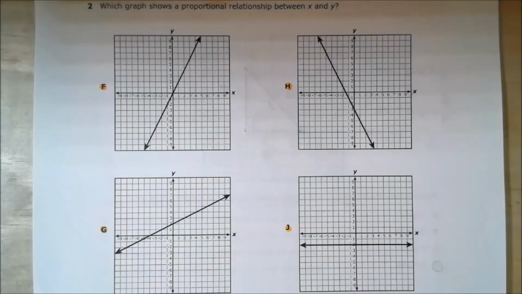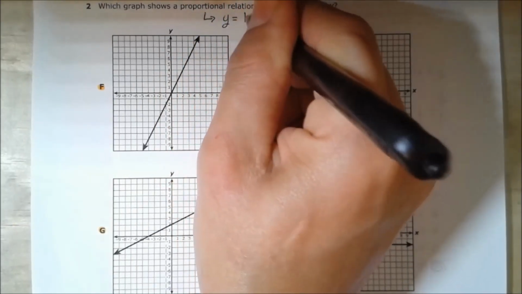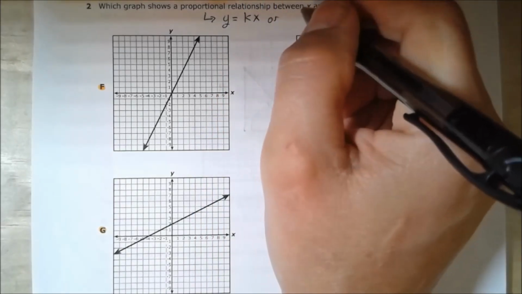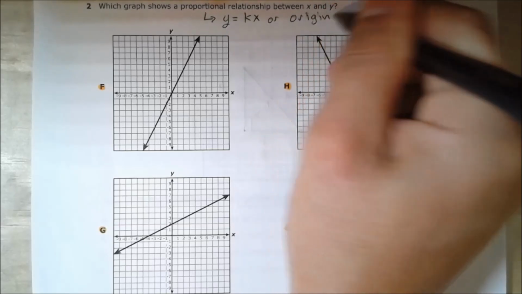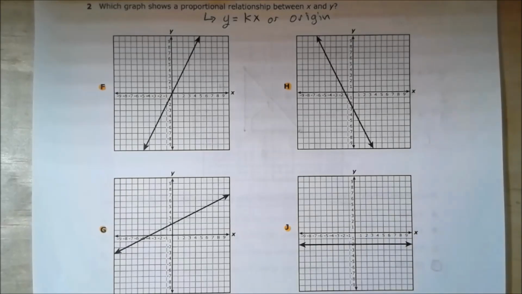Alright, in this problem, number 2, it says which graph shows a proportional relationship between x and y. So when you think proportional, I want you to think two things. You're looking for an equation of y equals kx, or on a graph, you're looking to see that it goes through origin. And it's really that simple. When it says proportional, I want you to think origin. So all we need to do is look at these four graphs and see which one goes through origin.